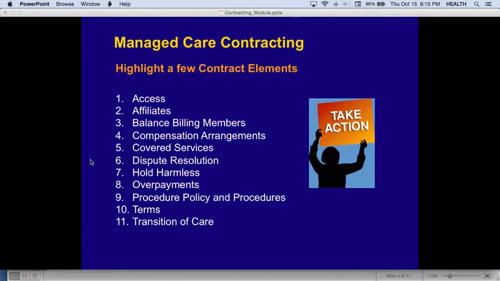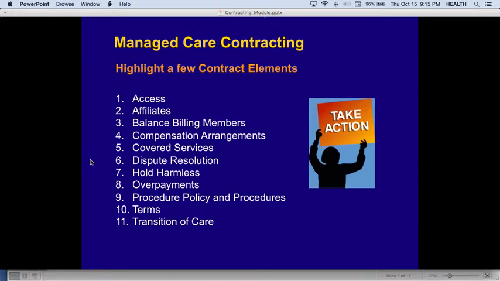Hold harmless, kind of a balanced billing. I'm going to say, look, I have to hold the patient responsible for $20. Everything else, you got to let them go. I'm going to tell you I'm going to handle overpayments. If I overpay you, I'm taking the money back. How am I going to take it back? Well, I'm going to tell you. That's going to be language in the contract.